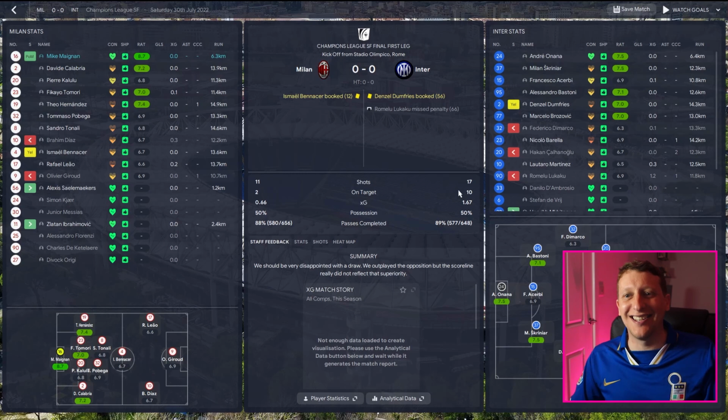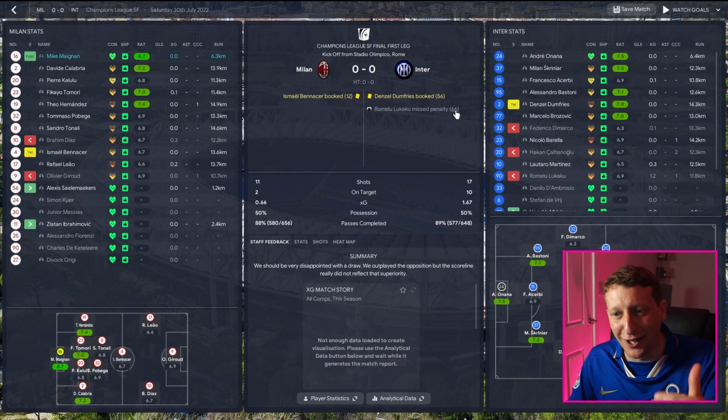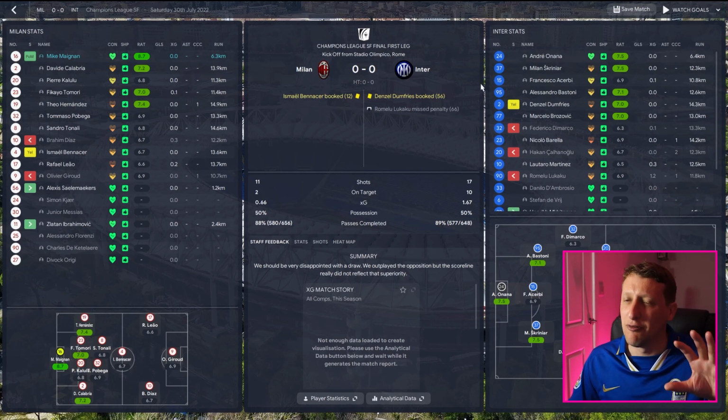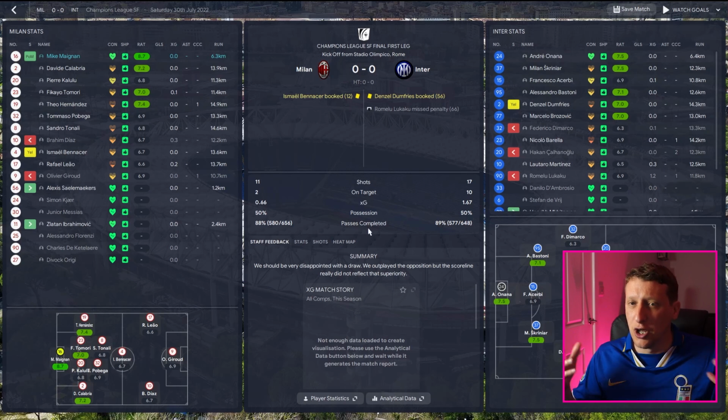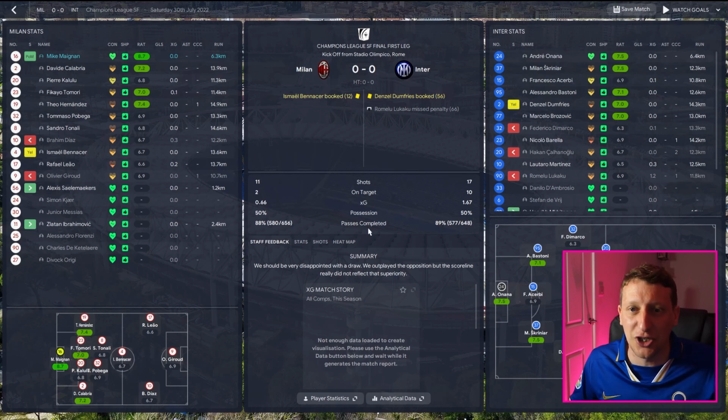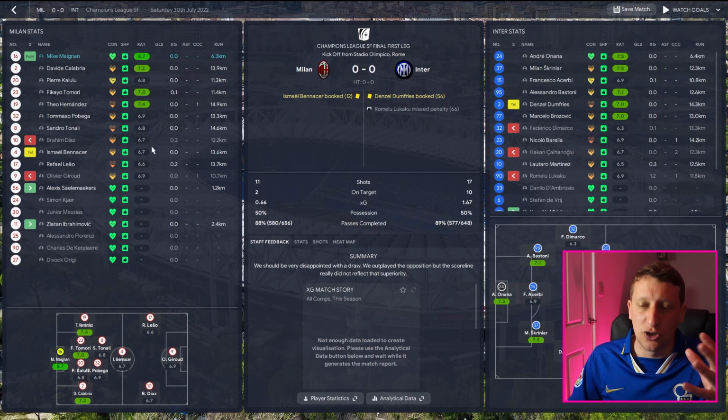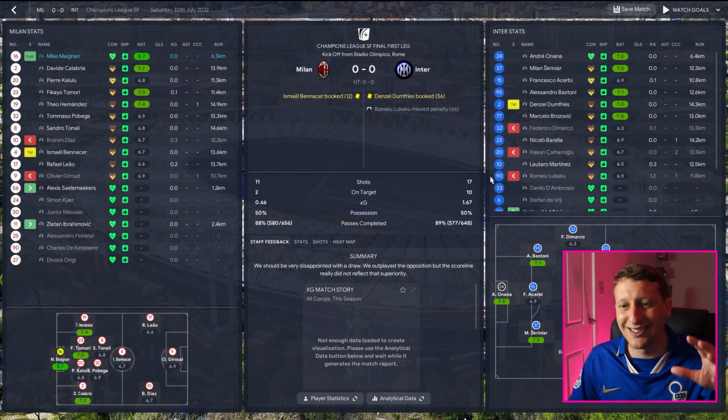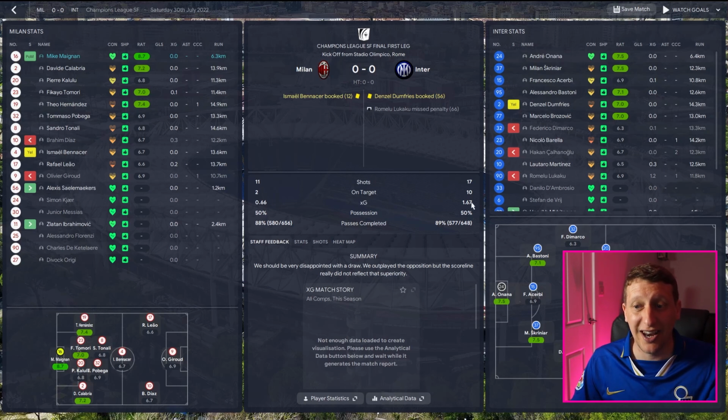Now the first leg ended 0-0. As you can see, Romelu Lukaku missed a penalty. We'll have a little look at that in a minute. But as you can see from the stats, Inter kind of edged it. 50-50 possession. Both teams are not over-reliant on possession. I can imagine it's going to be pretty even. Shots, 17-11 with 10 on target, with an xG of 1.67, obviously inflated a fair bit because of the penalty. But they've maybe just edged it pass-wise. Pretty similar as well. Only 8 more passes and 3 more passes completed for AC Milan. So, very tight going into the second leg.